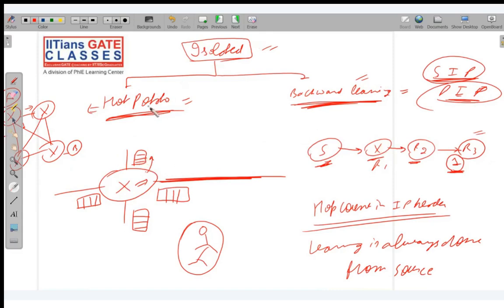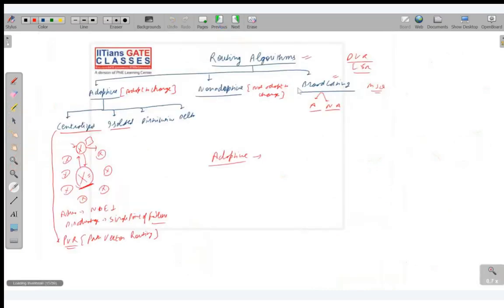Isolated means you will not take help from neighbor. But what if you take help from neighbor? Neighbor already has very high information. You already have very high information. If you collaborate, then obviously you will get a lot of information about the network. So that is the better way, and this is known as the distributed approach, which is our next approach.